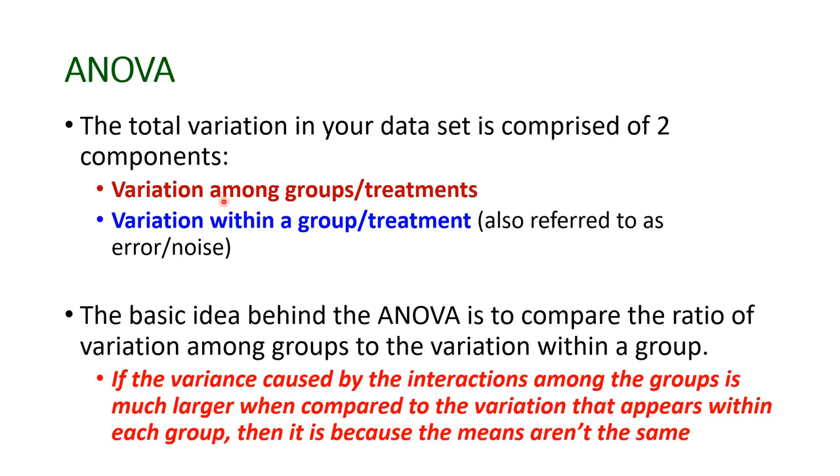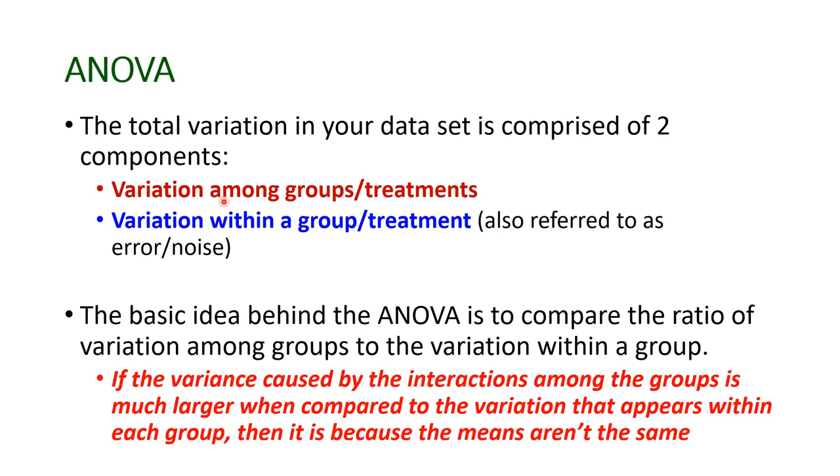Again, ANOVA takes into account the mean, but more importantly, the variance in the data set, right? So the total variation in your data set is comprised of 2 components. The variation among groups, so the difference, sort of the variance between group A, group B, and group C, and then the variance within a group. So all of the variation within individuals in group A, within individuals of group B, right? That's also referred to as a noise or error variance, right? Because not every individual in a grouping is going to be identical. There's some variance within a group, but we're also looking at variance among or between groups.